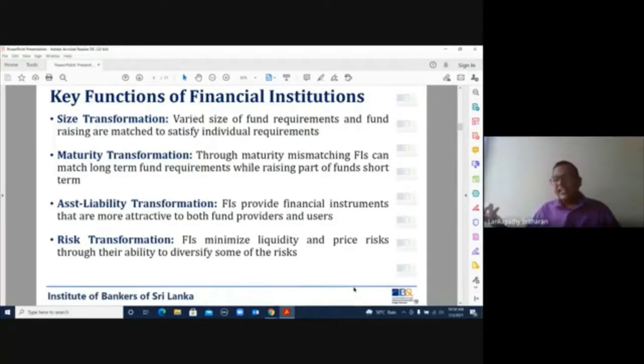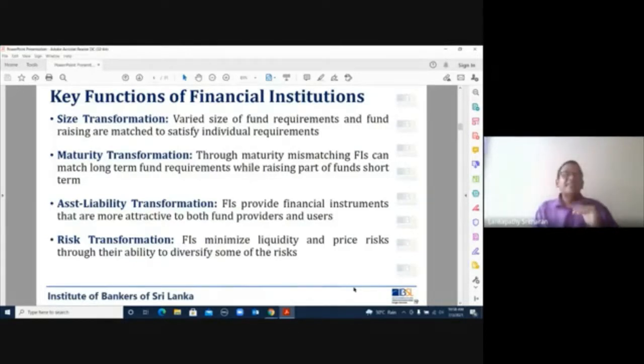But in the needy, the deficit unit, person A needs the 3 million rupees, but he needs it for a 5-year period. So there is a maturity mismatch. The surplus unit has only 1 year of money, but the deficit unit person needs 5 years of money. So as an intermediary institution, the financial institutions are doing this maturity transformation between the surplus unit and the deficit unit.